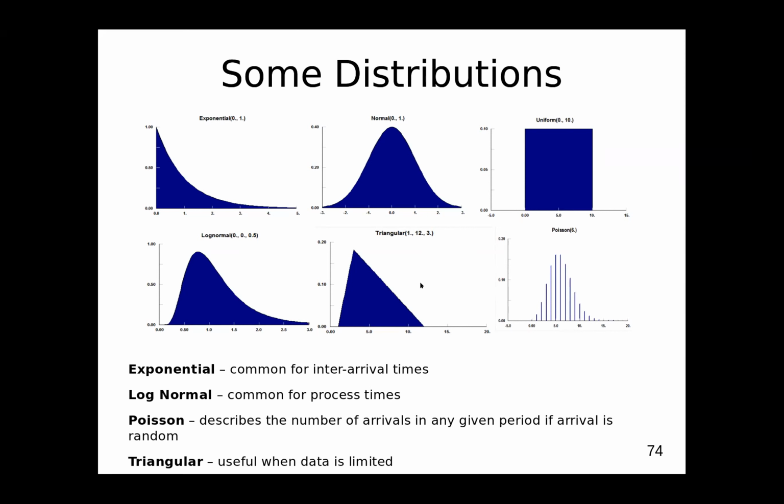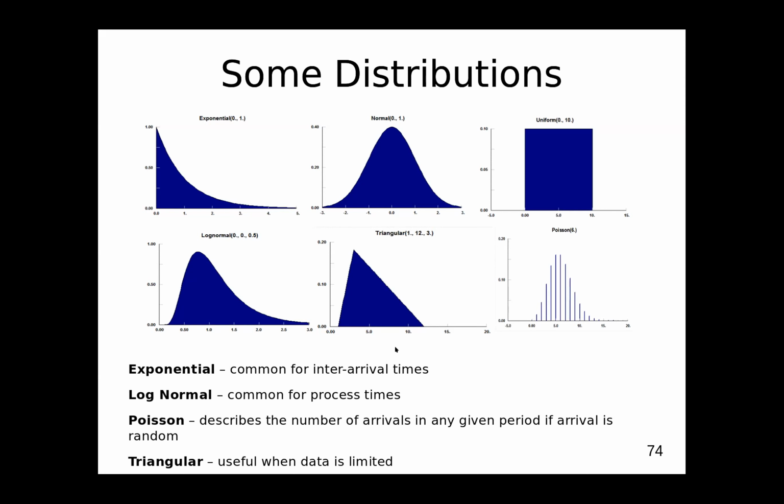You'll find there's also other distributions, so things like the Poisson distribution, which can describe the number of arrivals in a given time, assuming the arrival is at random. The triangular distribution is a pretty awful distribution that I don't tend to like using, and in fact, I would generally advise you use one of these rather than that.